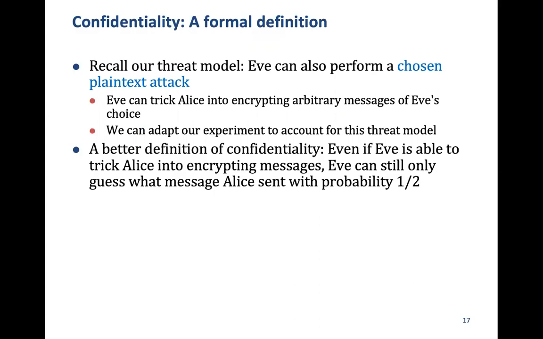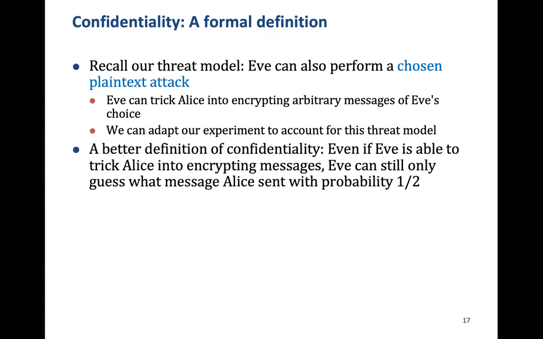Okay, so now we can change our experiment to include a chosen plaintext attack. So now a better definition of confidentiality: we can say even if Eve is able to trick Alice into encrypting the message using chosen plaintext, Eve can still only guess the message Alice sent with probability 1/2.